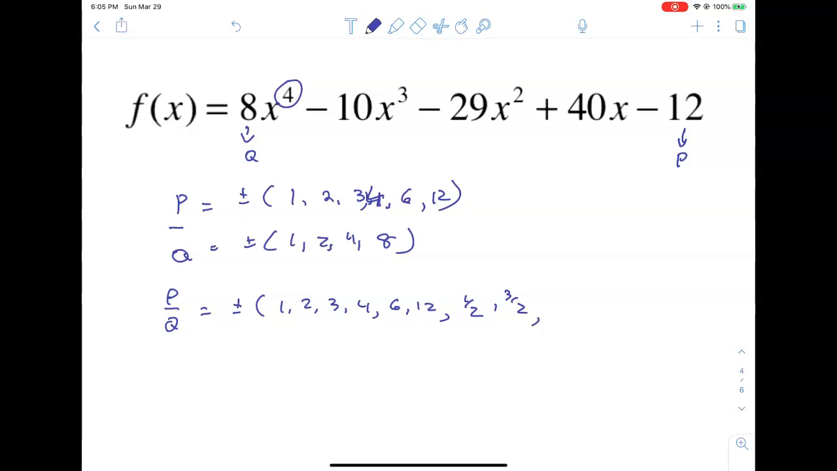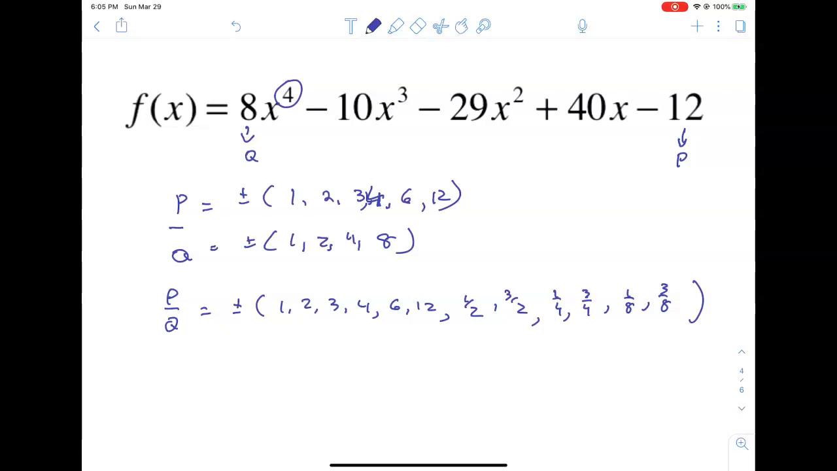All right, so let's go over 4. So 1 over 4, 2 over 4 is on the list, 3 over 4, and 4 over 4, 6 over 4, and 12 over 4 are all on the list. And let's finish this up with 8. So 1 over 8, 2 over 8 is a fourth that's on the list, 3 over 8, and then 4 over 8, 6 over 8, and 12 over 8 are all on the list. So those are all our possibilities. It's quite a few of them. All right. We better be good guessers.